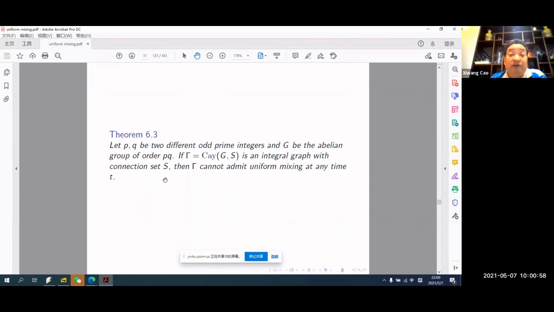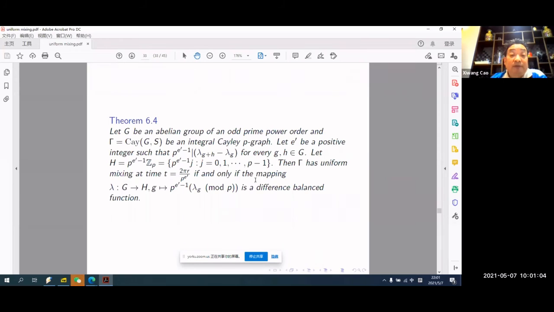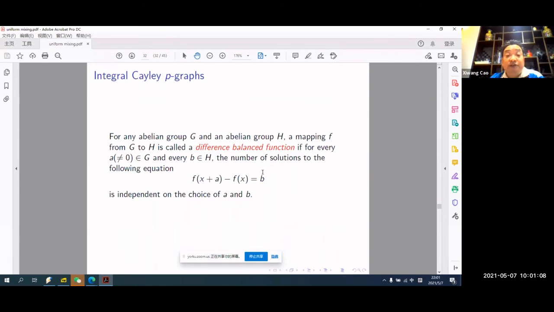If p and q are two different coprime integers. The so-called difference balanced function is defined in this way. It is a function from an abelian group to another abelian group, G to H. If for every nonzero a and every b in H, the number of solutions of this function is independent of the choice of a and b, then the function is called a difference balanced function.